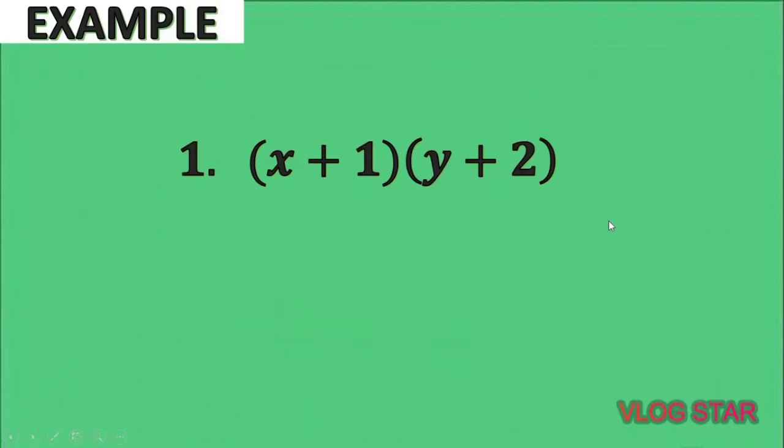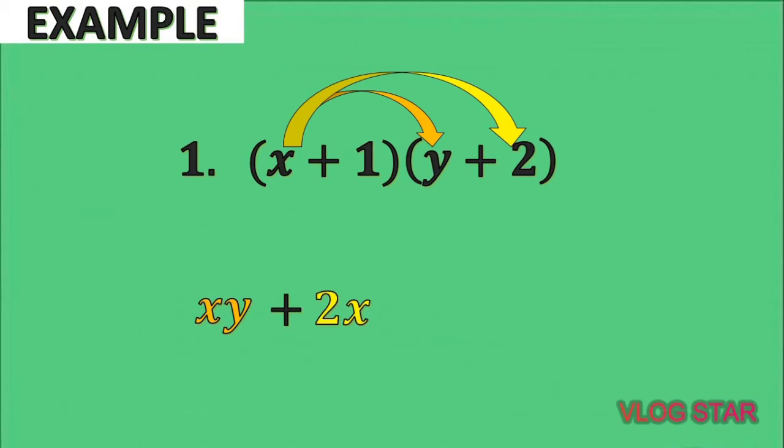For you to remember that pattern, let's have some examples. The quantity x plus 1 times the quantity y plus 2. We cannot perform the addition between x and 1 as well as y and 2. So to multiply these two binomials, we will follow the pattern earlier. X times y, we have xy. X times positive 2, they are both positive. The answer is positive. Putting plus sign, the product is 2x.